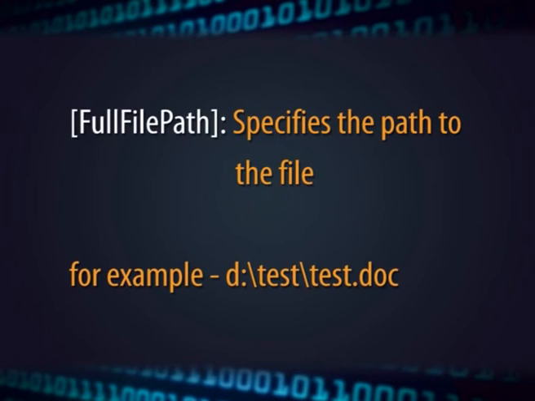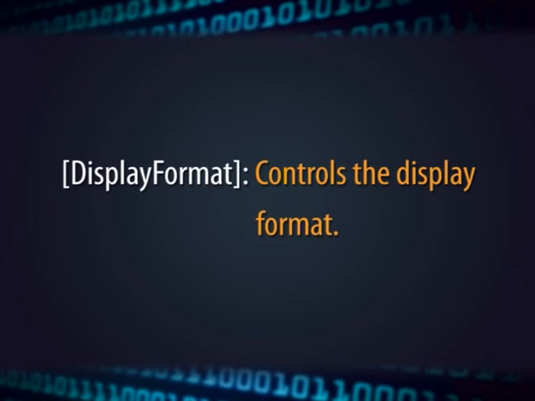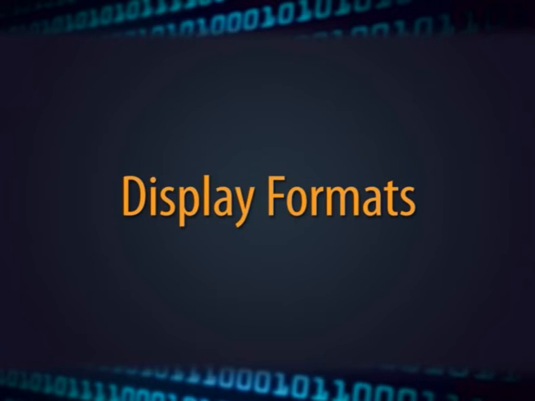In square brackets, the full file path specifies the path to the file, for example d:/test/test.doc. In square brackets, the display format controls how the output is displayed. Now, let us discuss the display formats one by one.